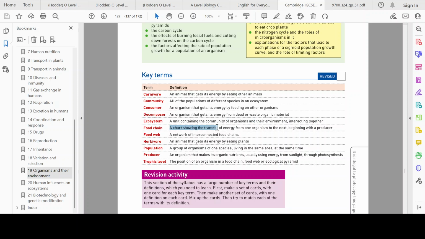A food chain is a chart showing the transfer of energy from one organism to the next, beginning with a producer. A food web is a network of interconnected food chains. A herbivore is an animal that gets its energy by eating plants. A population is a group of organisms of one species living in the same area at the same time. A producer is an organism that makes its organic nutrients from sunlight through photosynthesis. And a trophic level is the position of an organism in a food chain, food web, or an ecological pyramid.